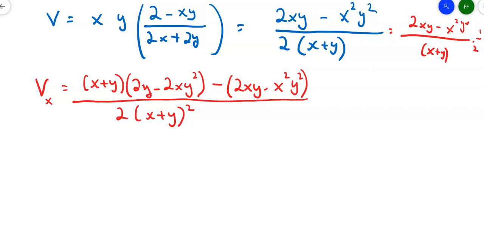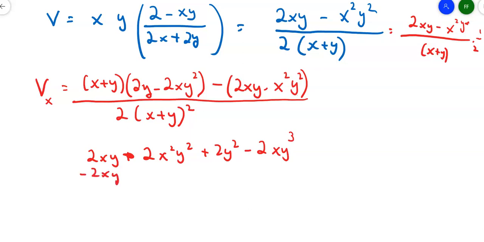Clean up the top a little bit. If I clean up the top, I'm going to end up with a 2xy plus 2, or minus 2 x squared y squared, and then plus a 2y squared minus 2xy to the third. And then the second term will give me a minus 2xy.